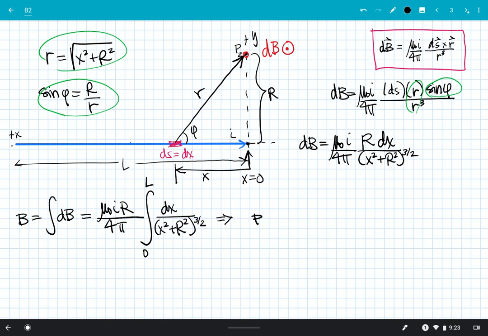What I end up with for my B at point 2, so I can call that B sub 2, will be equal to mu naught I over 4 pi R times L over the square root of L squared plus R squared. And that is all coming out of the page.